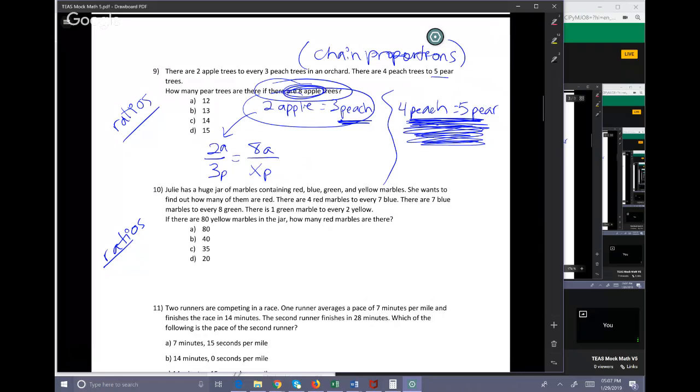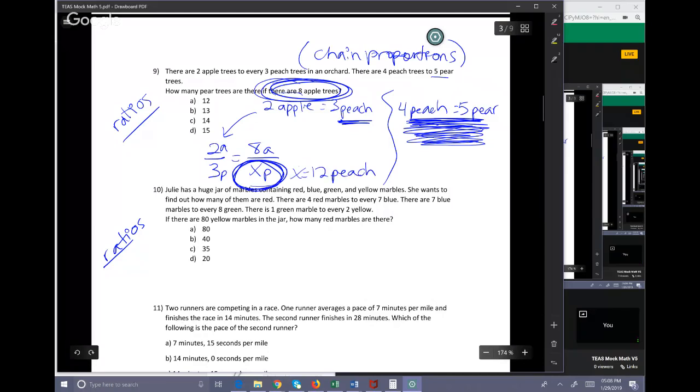peaches. So when they gave me this number 8 apple trees, I can only use that 8 apple trees for one thing. There's only one thing that number can do for me, and that is to tell me how many peach trees would exist in that scenario. So if there's 2 apple trees, there's 3 peach trees. That means that if there's 8 apple trees and they're telling me that there are, then there's how many peach trees? And the number that I got for that is 12. So in this first proportion, what we found out is that X equals 12 peach trees. If there are 8 apple trees, there are 12 peach trees.